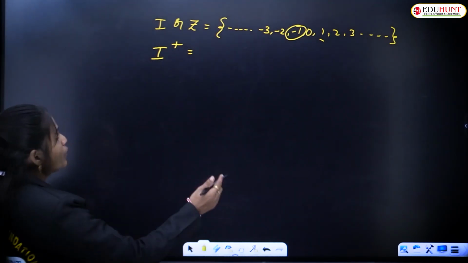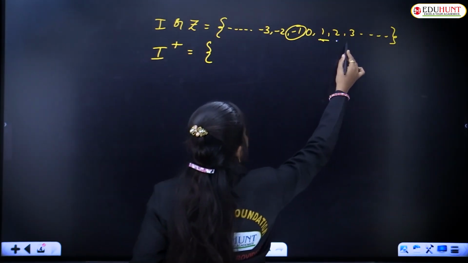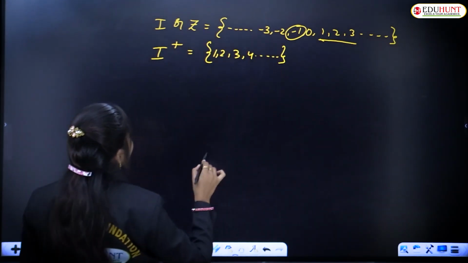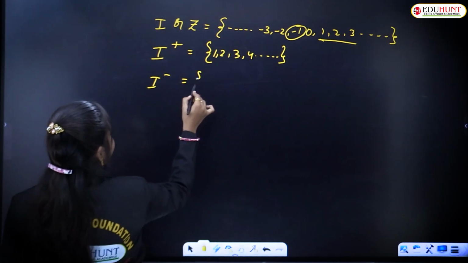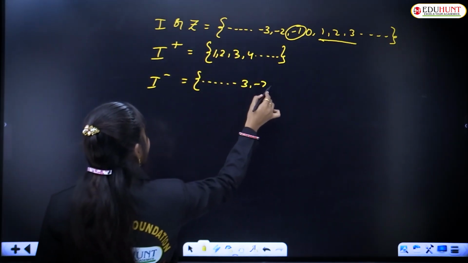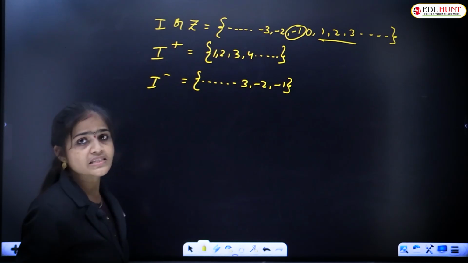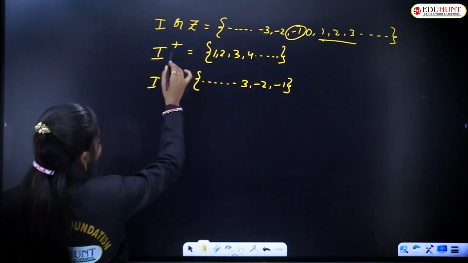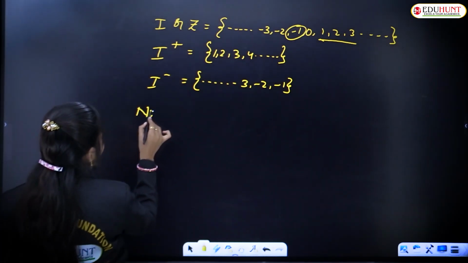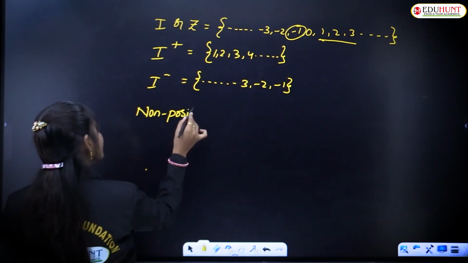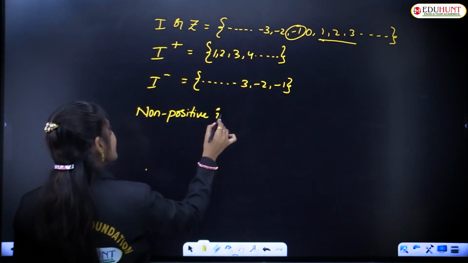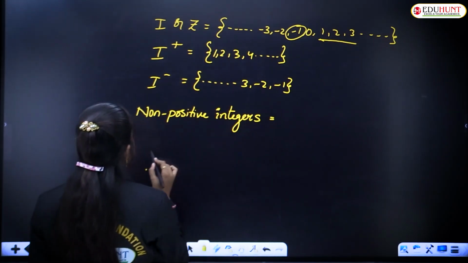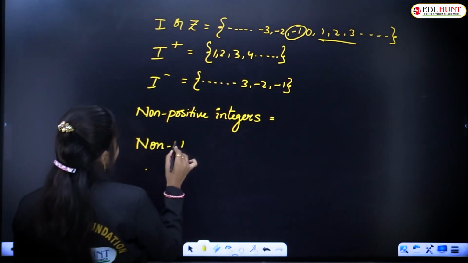Now come to positive integers. Positive integers means 1, 2, 3, 4 and so on. Next, negative integers: and so on, -3, -2, -1. We should not write 0 here. Why? Because 0 is neither positive nor negative. Here positive integers and negative integers. Here non-positive integers, which do not have any symbolic representation, and next one is non-negative integers.